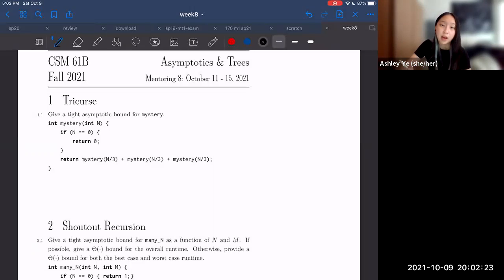So let's look at the function we have here. The function we have is called mystery, and then we're given an input of size n. And then we have the base case of n equals 0, where it will return 0, and otherwise it will return mystery n divided by 3 times. So basically it'll recurse by calling itself 3 times, reducing the input by a factor of n divided by 3.